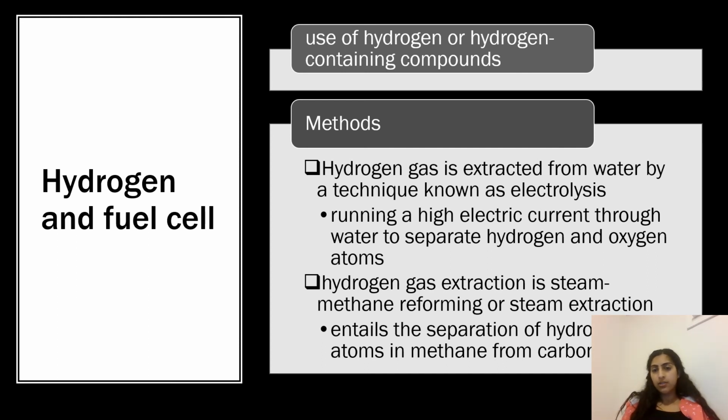So let's talk about electrolysis a little bit. Hydrogen gas is extracted from water by a technique called electrolysis. What we do in electrolysis is we run a high electric current through water to separate hydrogen and oxygen atoms. That's how we get hydrogen gas out of water through electrolysis. Another, we have steam extraction. What we do in steam extraction is we get hydrogen atoms separated from carbon in methane, and that's how we get our hydrogen gas.